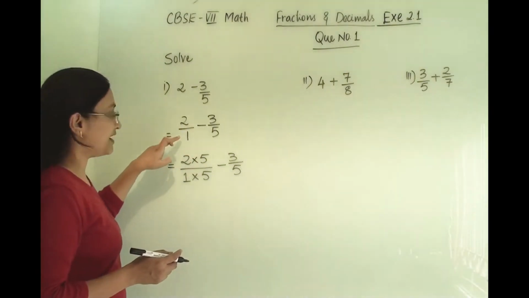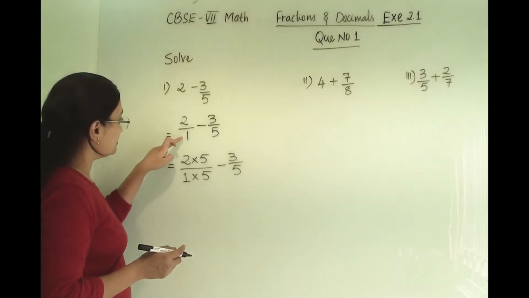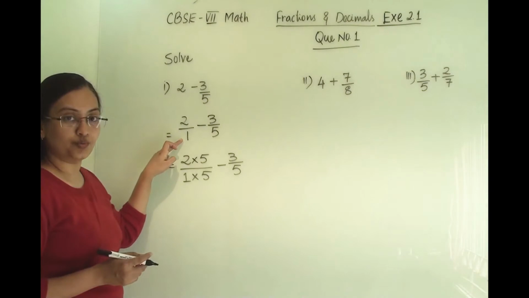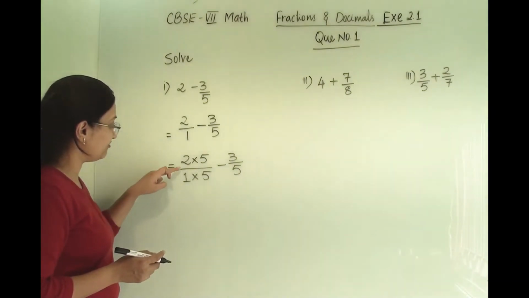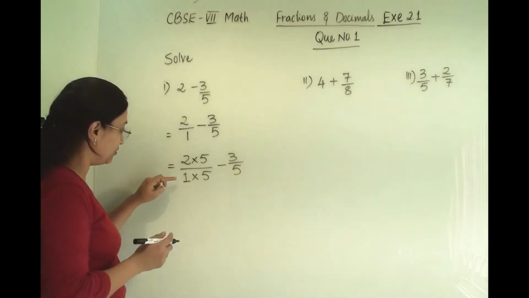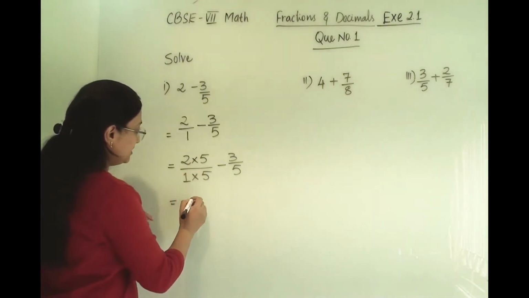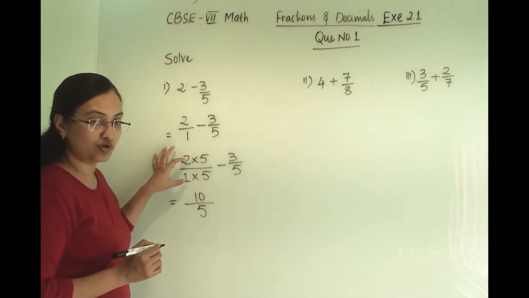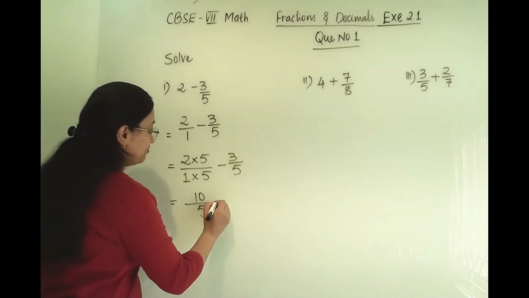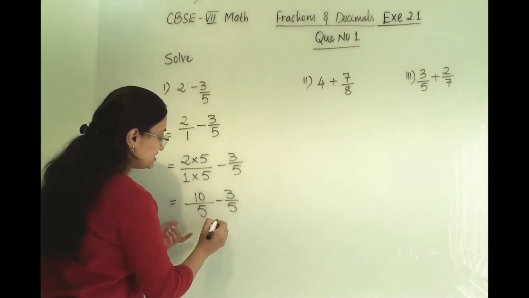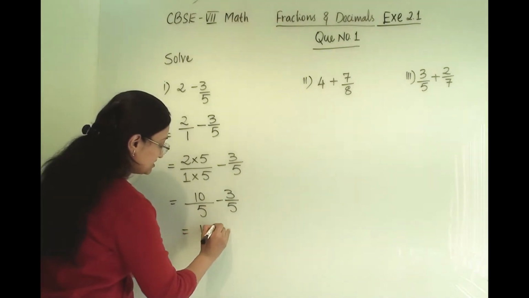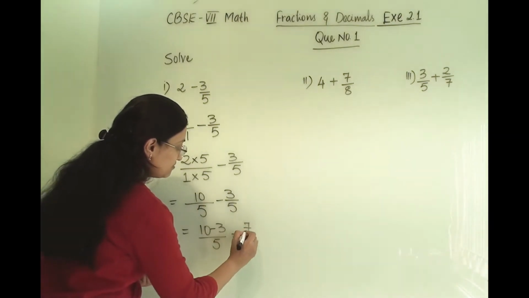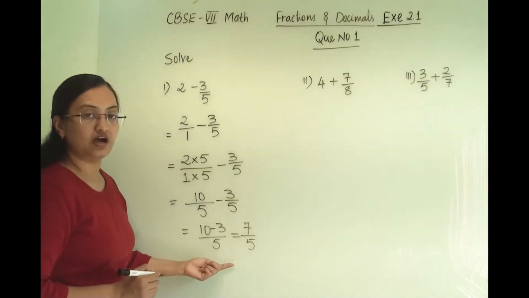So here 2 divided by 1. Now we have to convert this into like fraction, so we need 5 here in the denominator. That's why we have multiplied 5 above and below. So now let us write 10 divided by 5. This is the product of this fraction, minus 3 by 5. Now it is easy to subtract: 10 minus 3 divided by 5, and here we will get 7 by 5. So this is our answer.